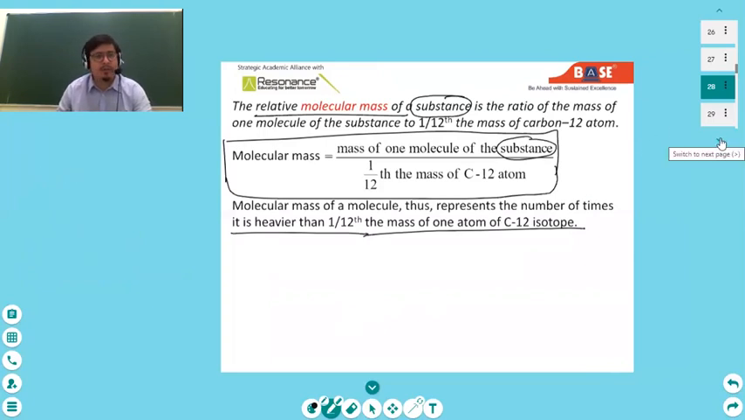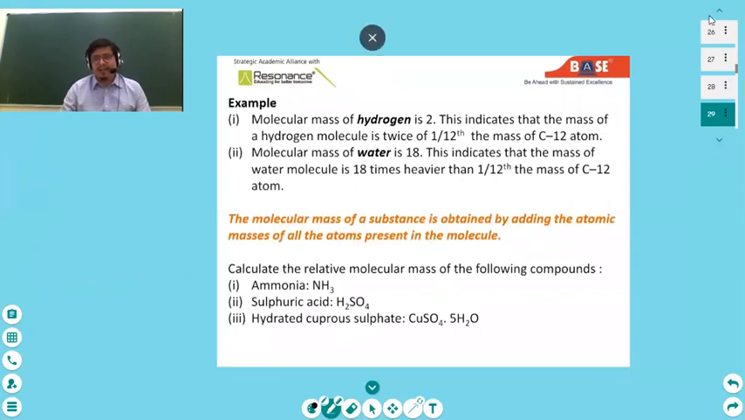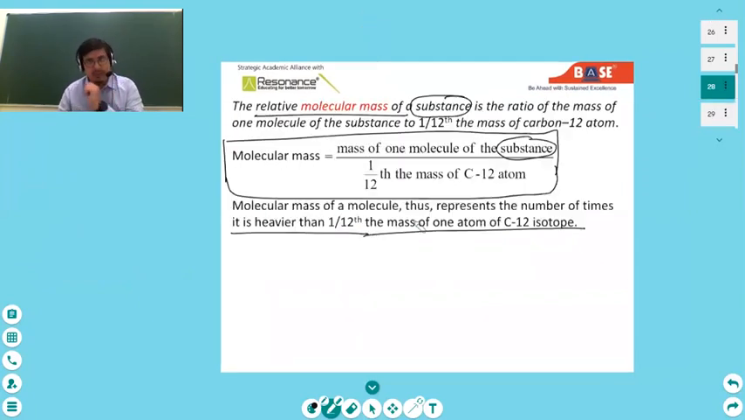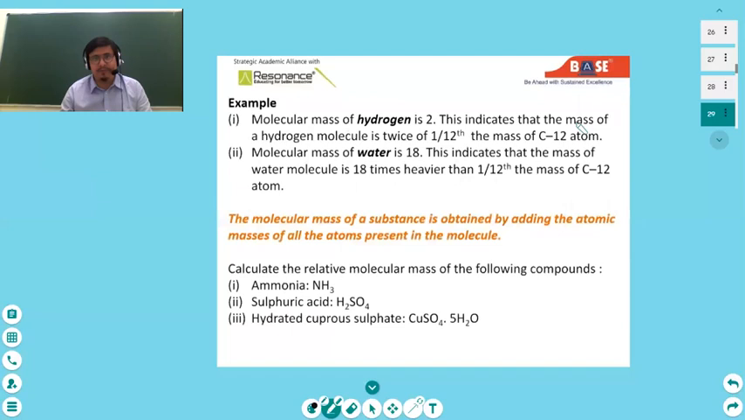Now let's talk about molecular mass. The last statement you have read here: the molecular mass of a molecule like O2, N2, O3 represents the number of times it is heavier than 1/12 the mass of one atom of carbon-12. Example, molecular mass of hydrogen. If you take H2, one hydrogen is 1, another is 1, so it is 2. This indicates the mass of a hydrogen molecule is twice, meaning 2, of 1/12 of the mass of a carbon-12 atom.